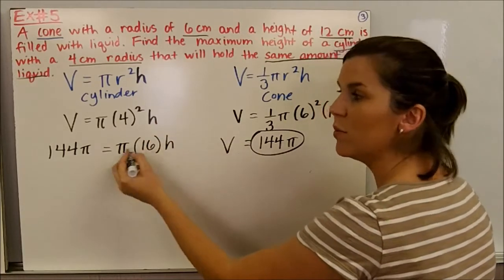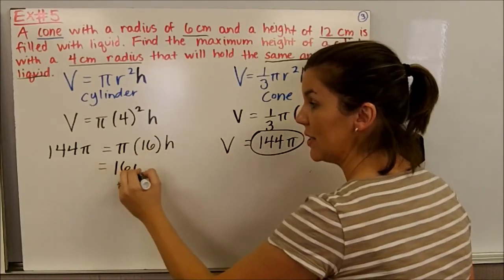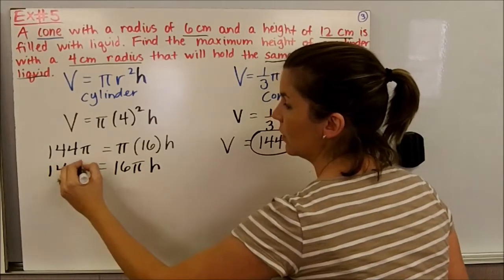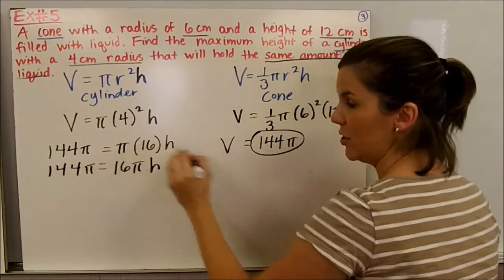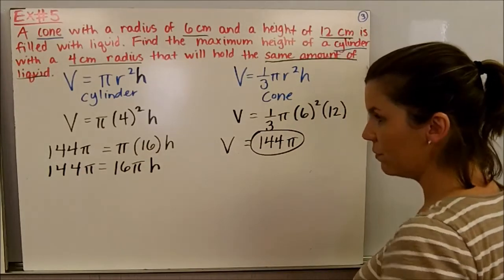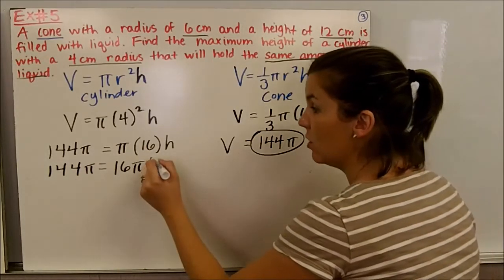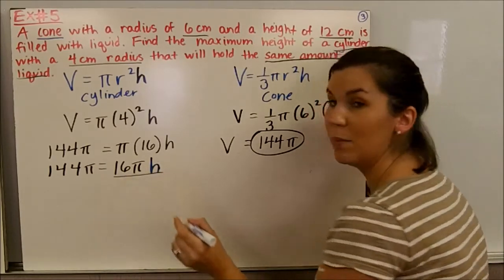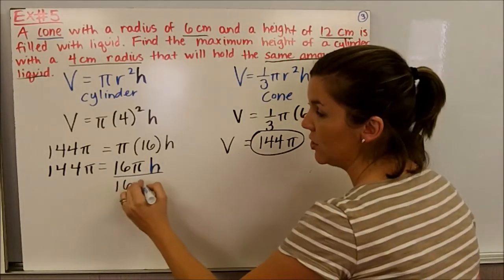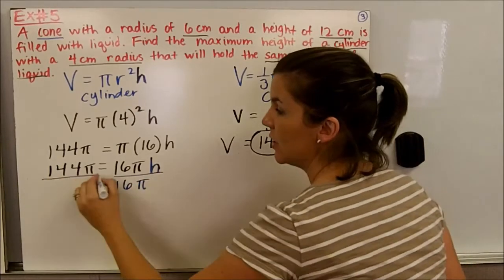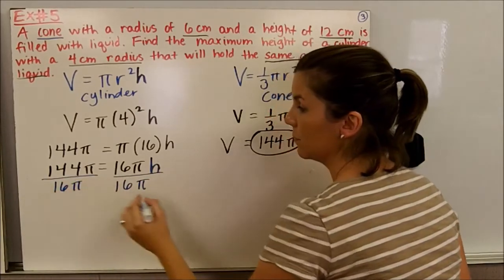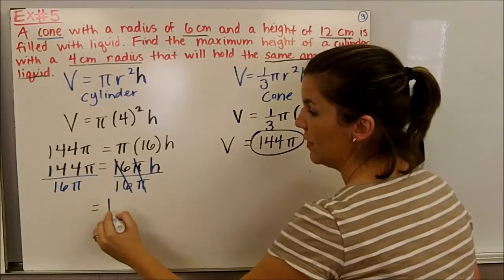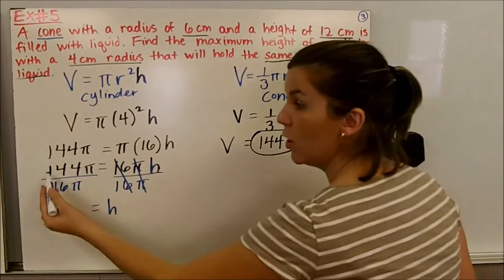All right, and normally we'll write 16 pi, 16 times pi. We write the number in front of pi. So I just rearranged that order. All right, I want to solve for H. This is 16 times pi times H, so the opposite of multiplication is division. I'm going to divide both sides by 16 pi. Pi over pi is 1, 16 over 16 is 1, and so now I have solved for H.